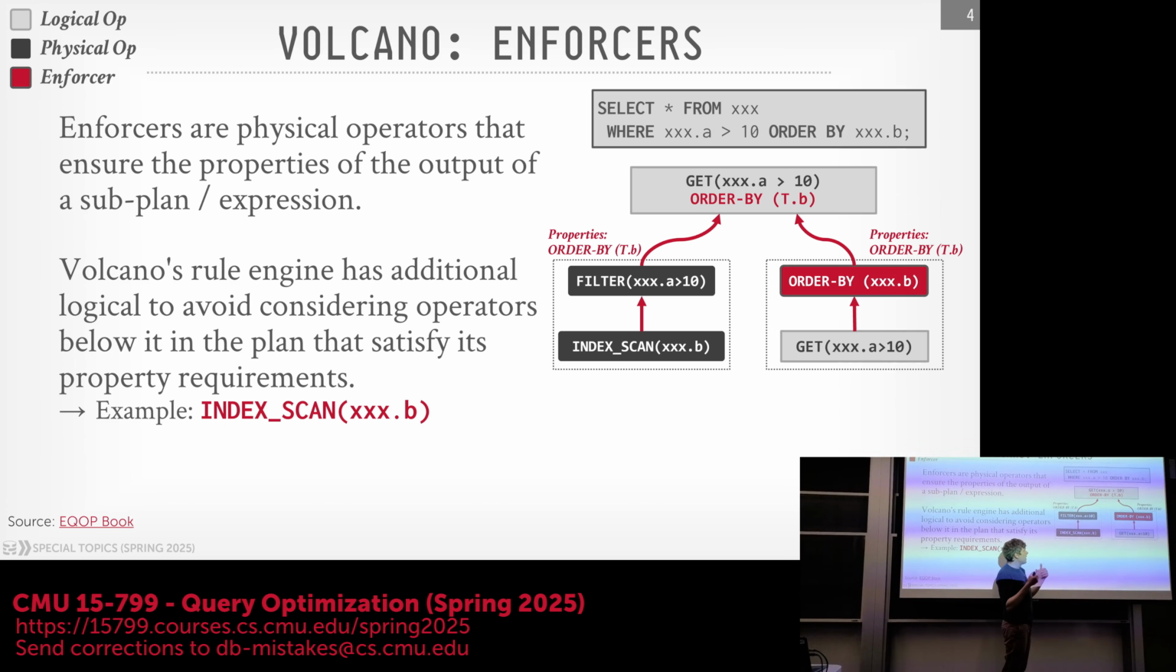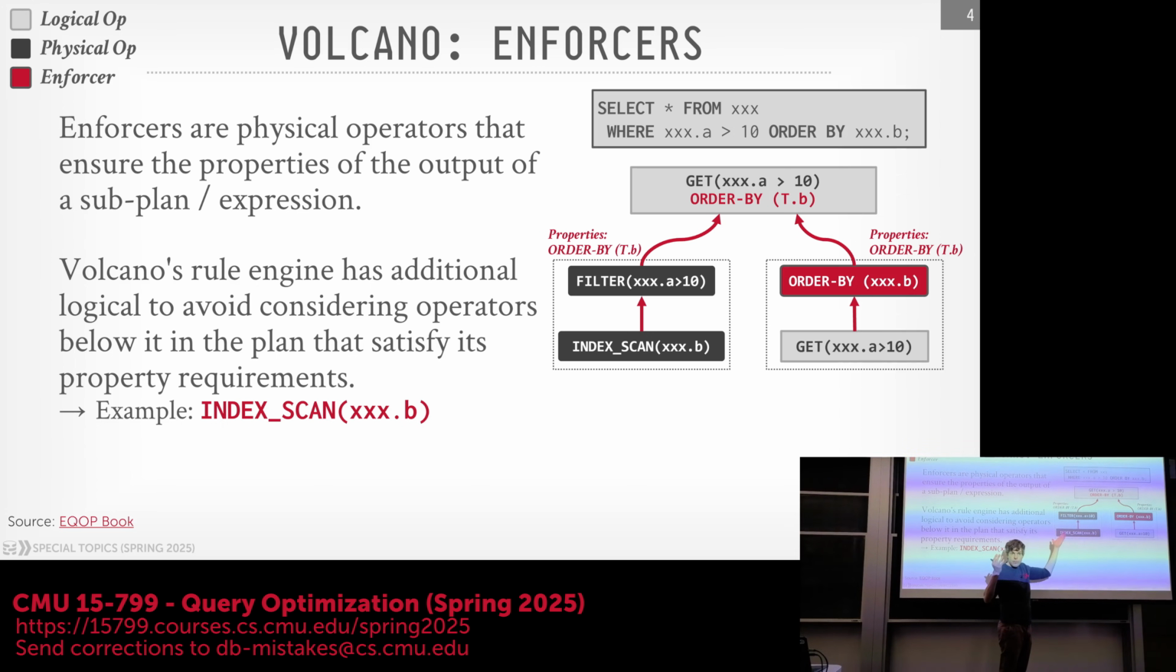So the rules would not let you convert a logical operator into a physical operator that did not provide that property. The enforcer is a way to allow you to still consider alternative query plans or subplans in the tree that may not satisfy on their own the property you need up above. But when I do my conversion to a physical plan, I would know that I could convert that enforcer into a physical operator that provided it.